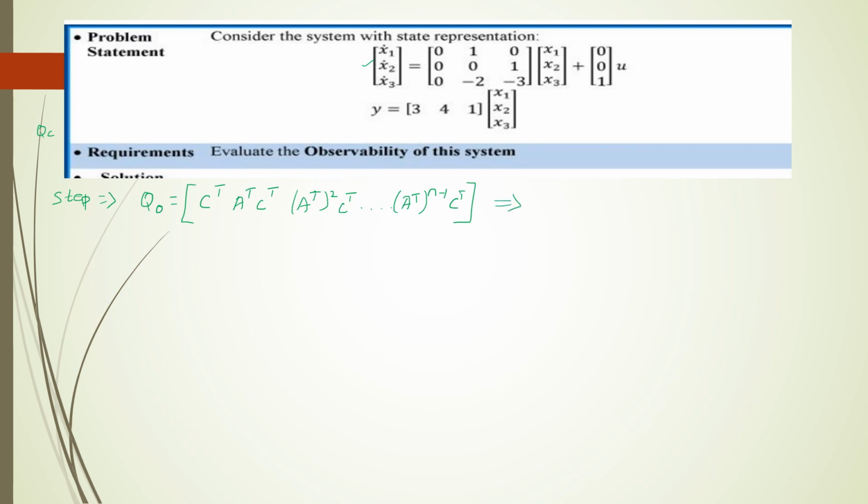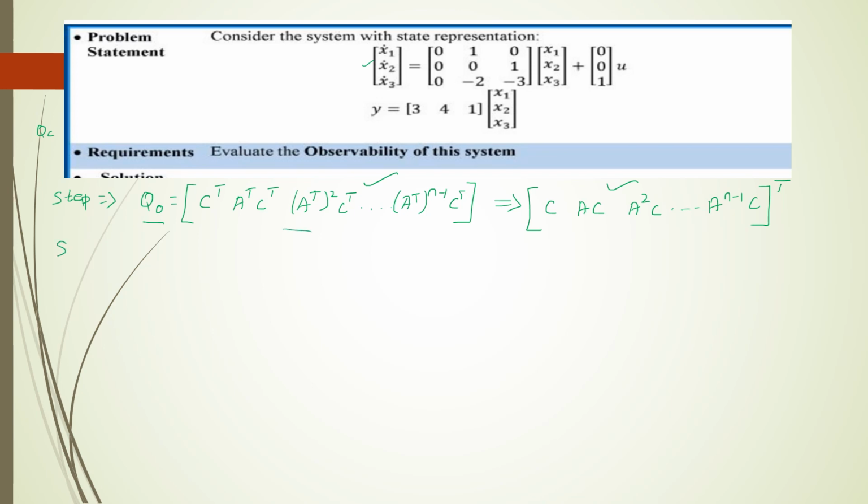Or else we can write this simply as C, AC, A square C, and it goes on up to A to the n minus 1 C. We can take the transpose commonly out. We can either follow this or we can follow this also. So the first step, we need to form the QO matrix by using this statement.